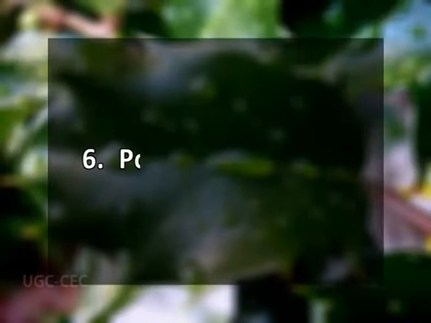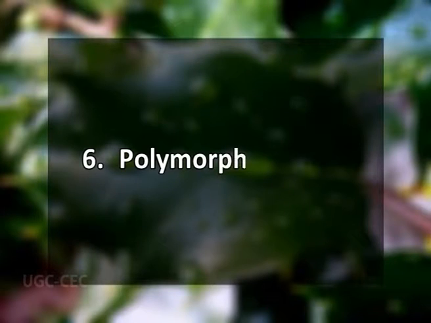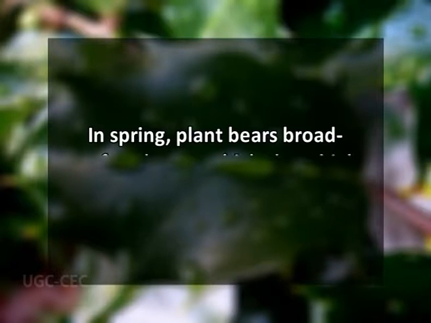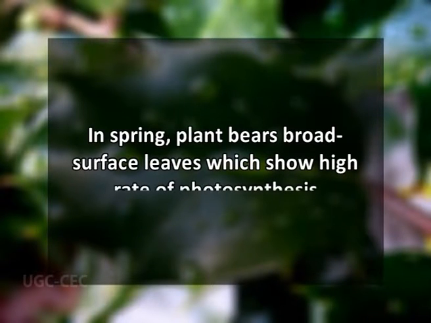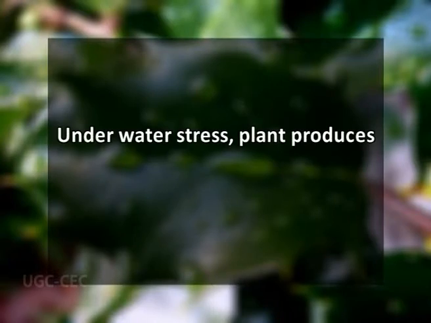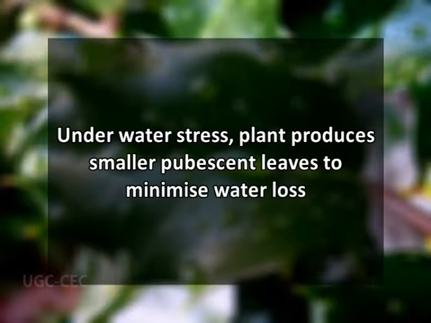One more leaf adaptation in response to water stress is the occurrence of polymorphic leaves. In some plants, when there is sufficient water available in the spring, plant bears or gives out broad surface leaves which show high rate of photosynthesis. With the onset of drought or water stress, it produces smaller leaves which are pubescent and thus minimize transpiration.